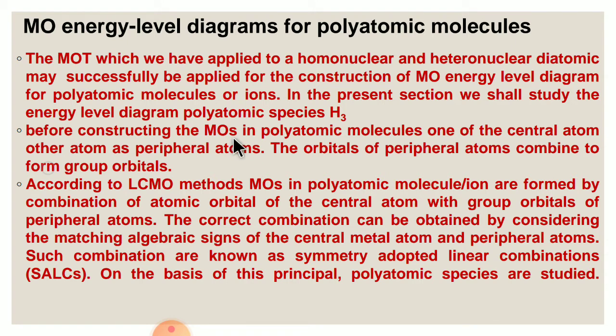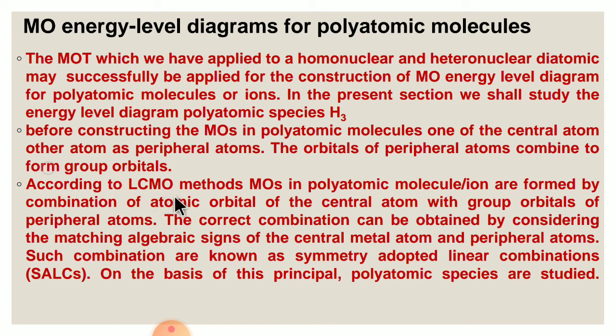Before constructing the molecular orbitals in polyatomic molecules, one is considered the central atom, and the other atoms as peripheral atoms. The orbitals of peripheral atoms combine to form group orbitals. For example, in the H3 molecule, the central hydrogen atom is known as the central atom and the remaining terminal atoms are known as peripheral atoms. That means two hydrogen atoms.